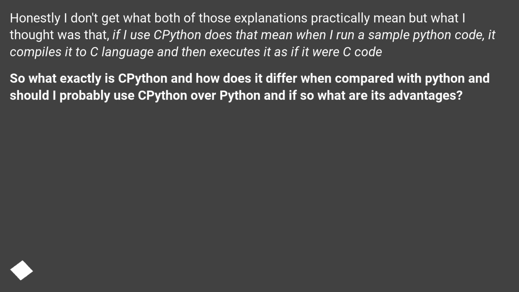Honestly, I don't get what both of those explanations practically mean, but what I thought was that, if I use CPython, does that mean when I run a sample Python code, it compiles it to C language and then executes it as if it were C code? So what exactly is CPython and how does it differ when compared with Python, and should I probably use CPython over Python, and if so, what are its advantages?